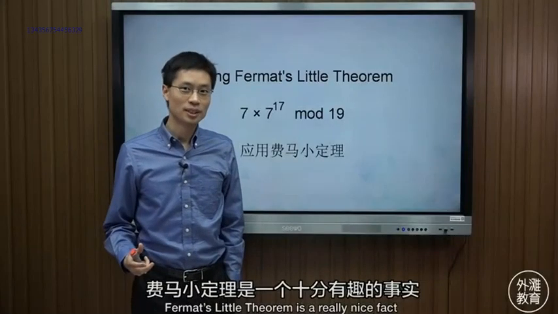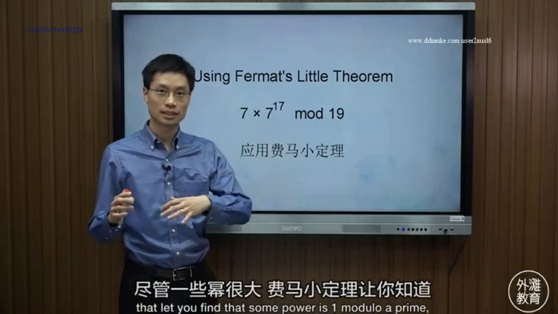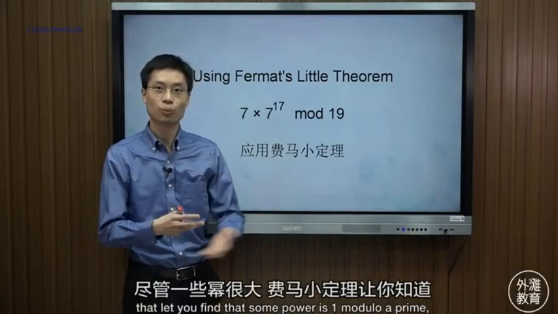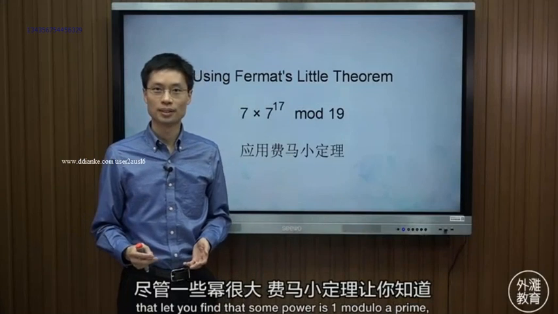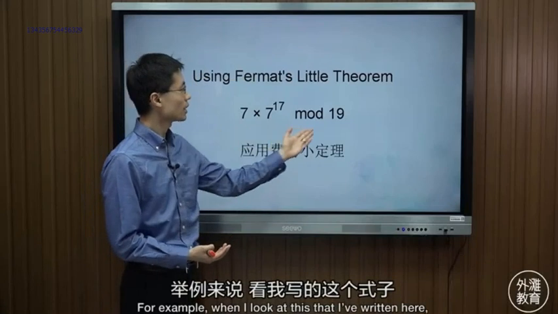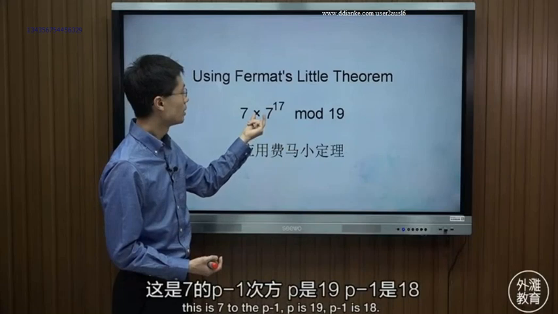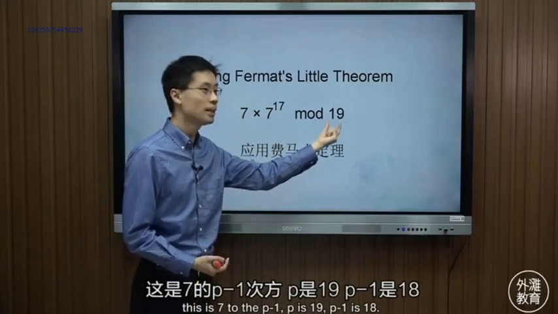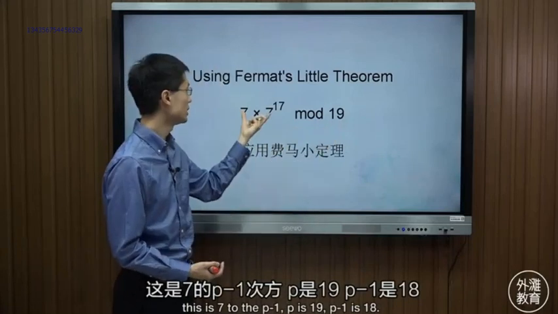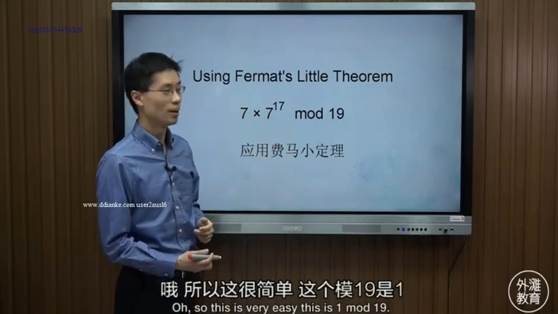Fermat's little theorem is a really nice fact that lets you find that some power is 1 modulo a prime, even though the power is very big. For example, when I look at this that I've just written here, this is 7 to the p minus 1. P is 19, p minus 1 is 18. Oh, so this is very easy. This is 1 mod 19.